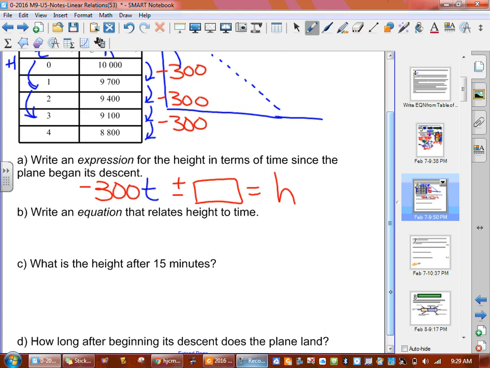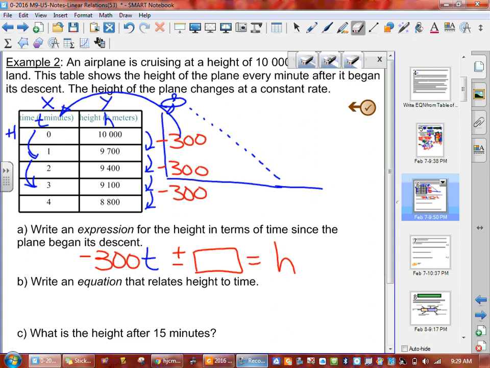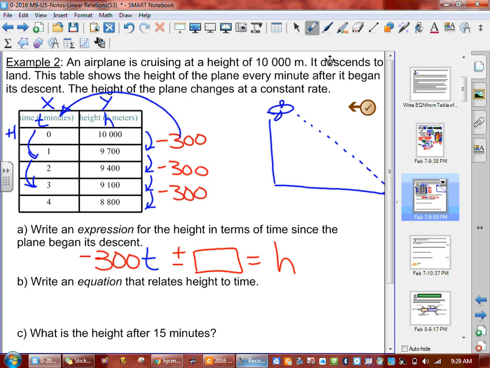Okay? So remember, how did we get that negative 300 in front of our variable? What did we do? We figured out what's subtracting. That's right. We found out the rate of change. What it's going up and down by is called the rate of change. So this is our rate of change, how fast or slow something's happening. So the rate of change creates the number in front of our variable. Okay, that's called our slope.